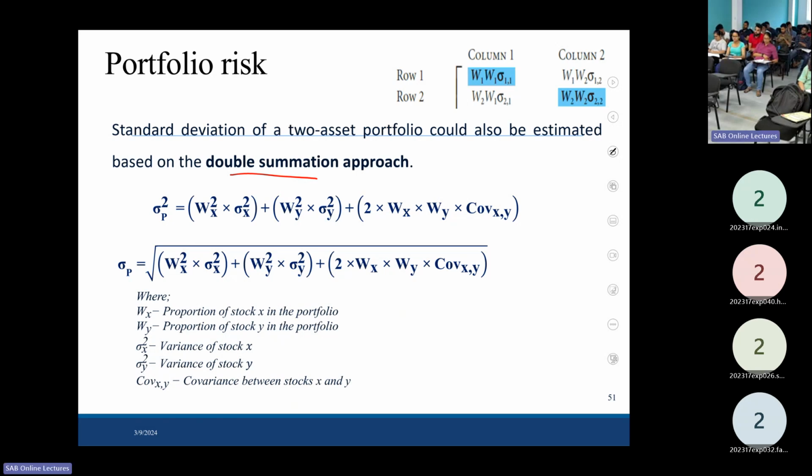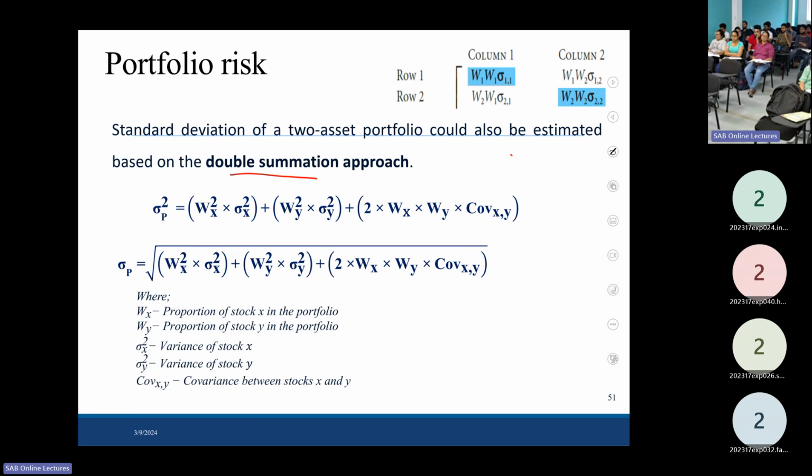What is it? This is for two stocks. So if your portfolio consists of only two stocks, this is the matrix. The column and row matrix, the X and Y columns, we call a 2 by 2 matrix. We consider only a two-stock portfolio, so you do not need to worry about more than that. If you have two stocks, this is the combination. So this is the relevant matrix, and based on that, this double summation approach has been developed.